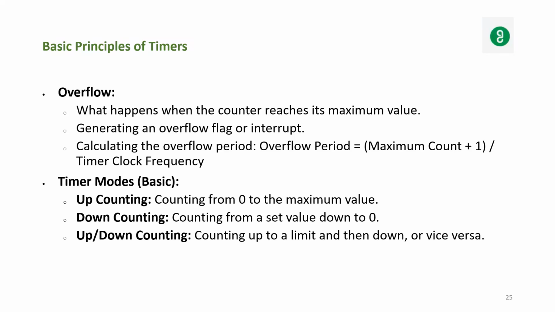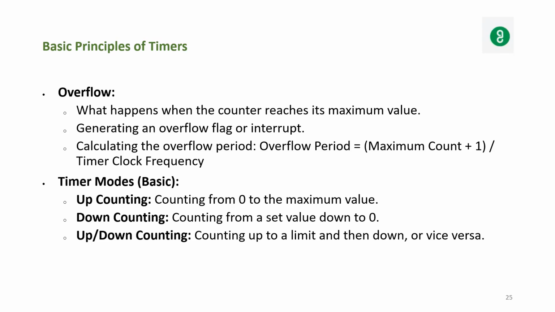If the register reaches the maximum value, an overflow flag or interrupt flag will be generated. The overflow period is calculated as the maximum count plus 1 divided by the timer clock frequency. Again and again it repeats from the minimum value to the maximum value. When overflow occurs, it immediately goes to the minimal value.